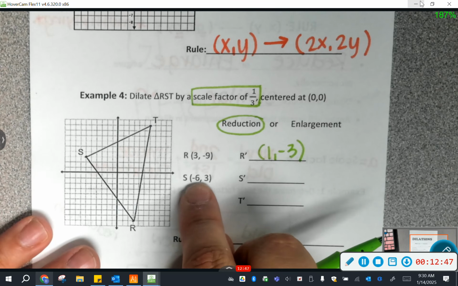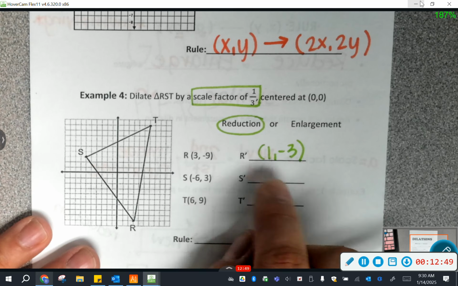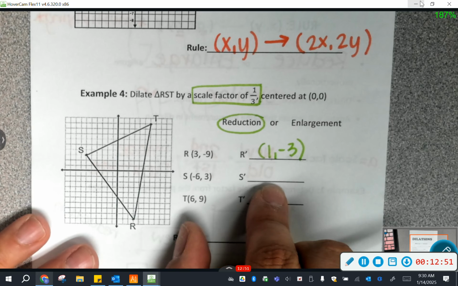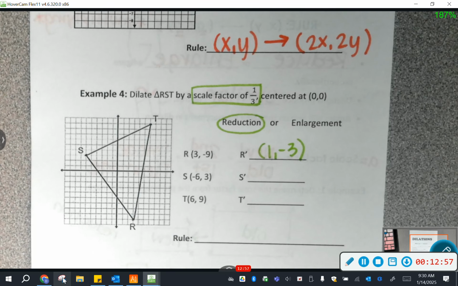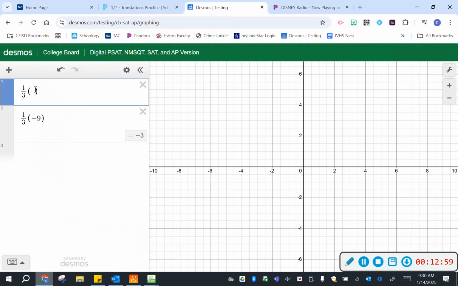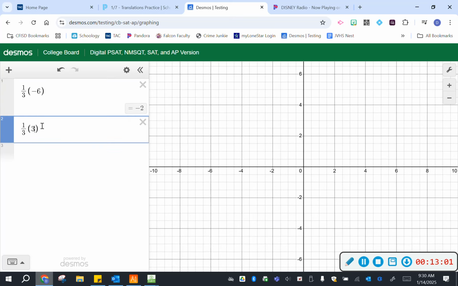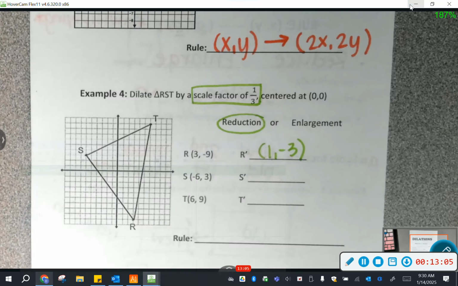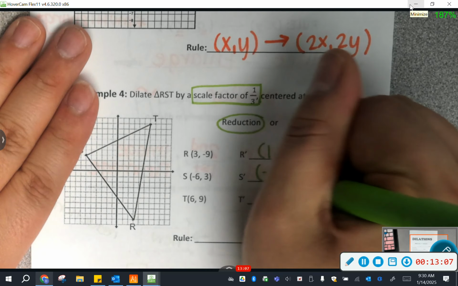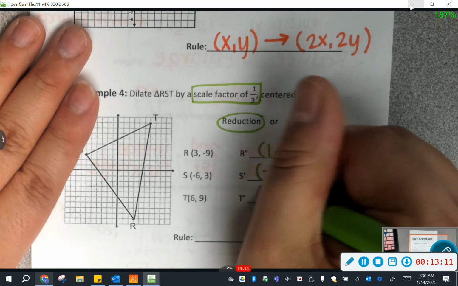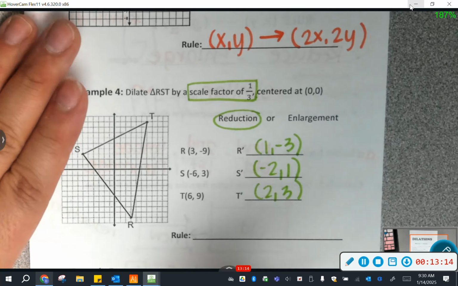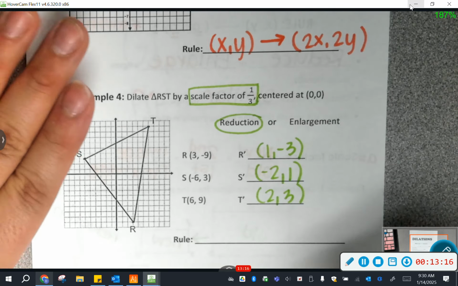Does anybody know what -6, 3 is going to be multiplied by 1/3? No? So let's put it in. -6 and 3. -6 and 3 is going to be what? -2, 1. What about 6, 9? 2, 3. And then please plot these points.